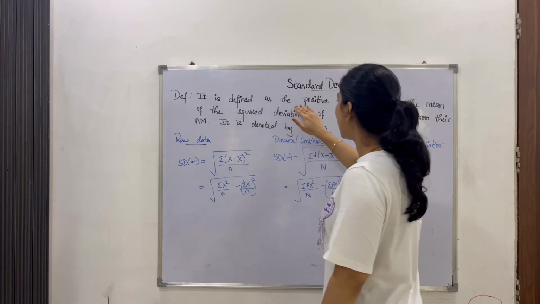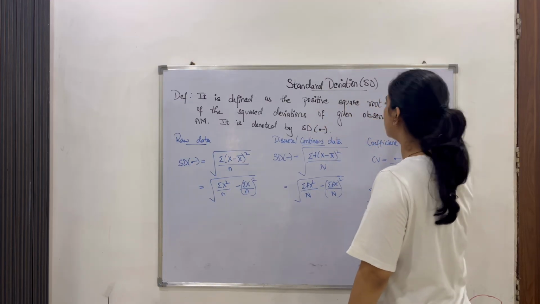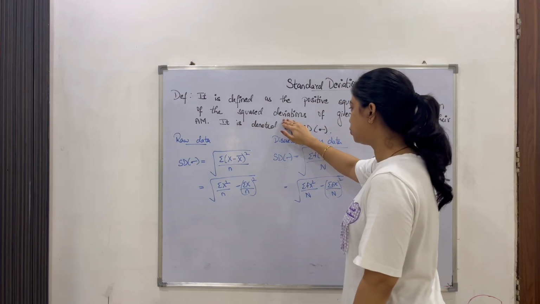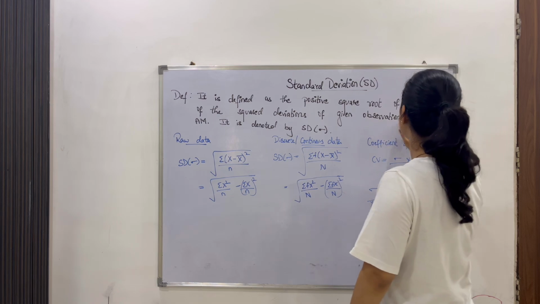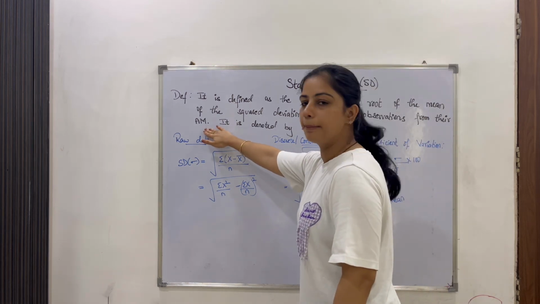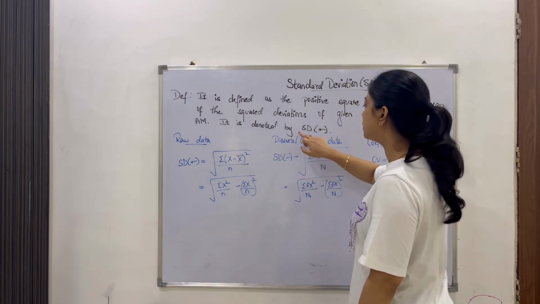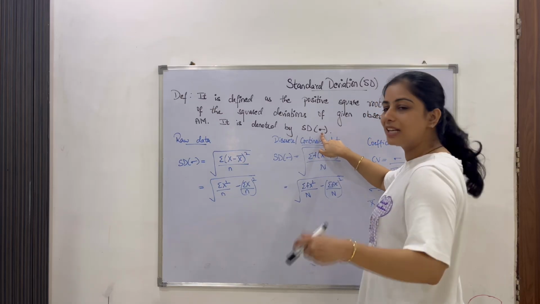It is defined as the positive square root of the mean of square deviations of given observations from their arithmetic mean. Okay, and it is denoted by S.D. or sigma.